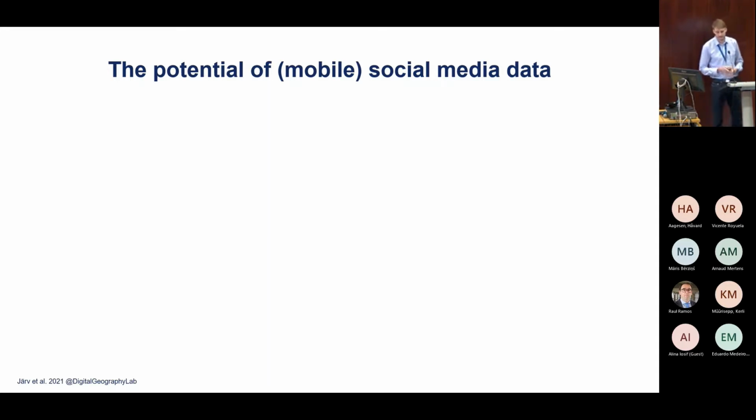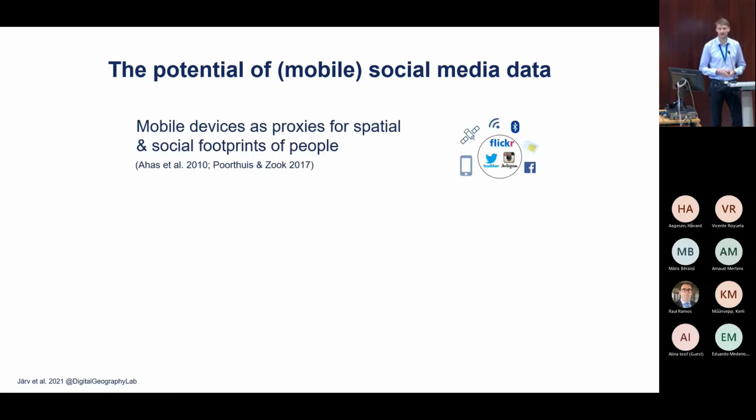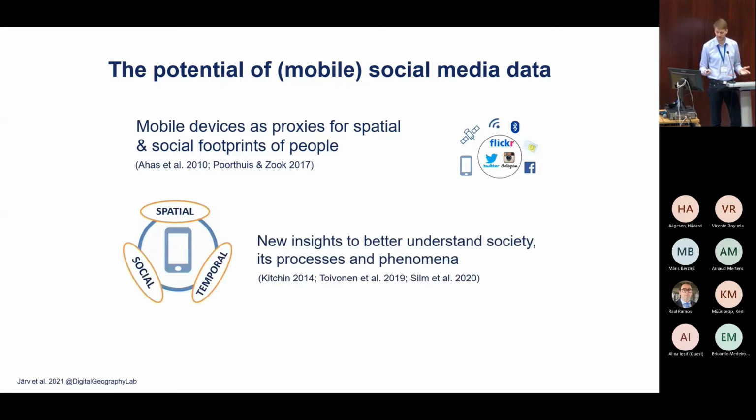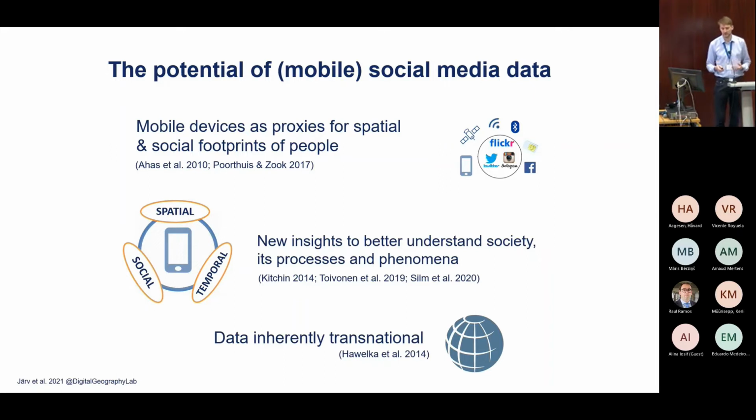Now thinking more generally about the potential of social media data. A lot of studies have already shown that mobile devices can be spatial and social footprints. Also, a lot of literature across social sciences and beyond shows that social media data can provide new insights to understand society, how different processes work, and what kind of social phenomena exist. More importantly, social media data is transnational, not limited to a country. It is debatable, but overall inherently transnational, and that's why it suits cross-border analysis.